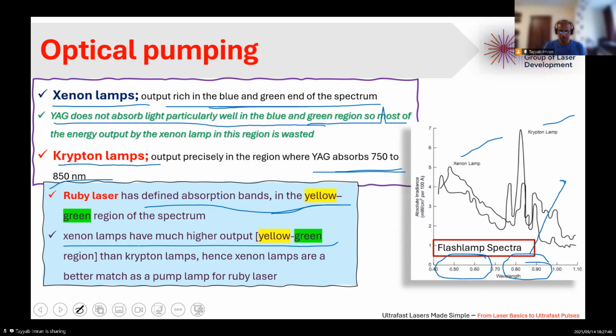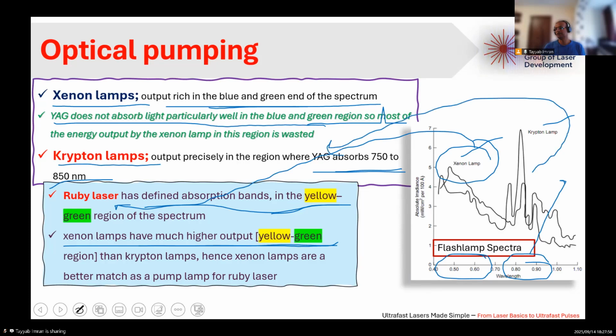So a xenon lamp rich region, xenon lamp can be used to pump the ruby laser, and this one to use for the YAG laser. Okay, and this is one of the examples that the absorption band is very important to know, that in this way you can know what light pump source is needed for a certain kind of laser medium.